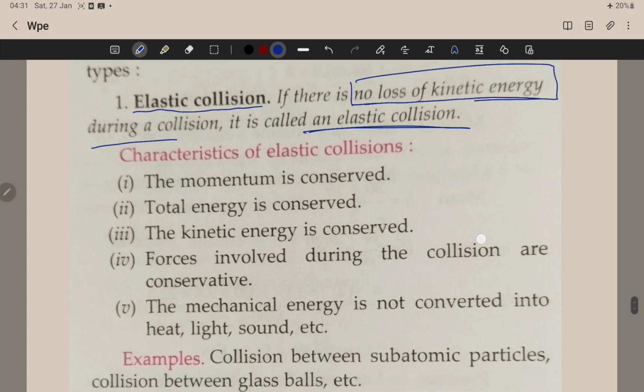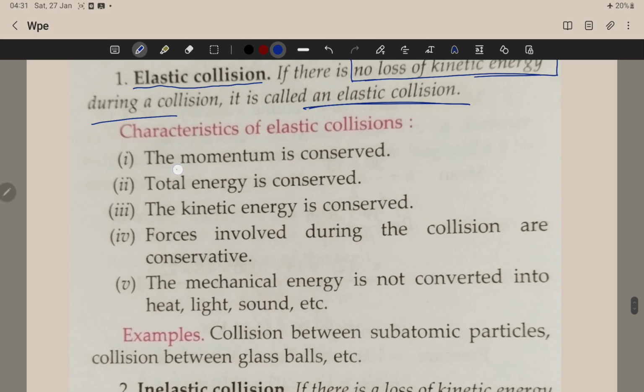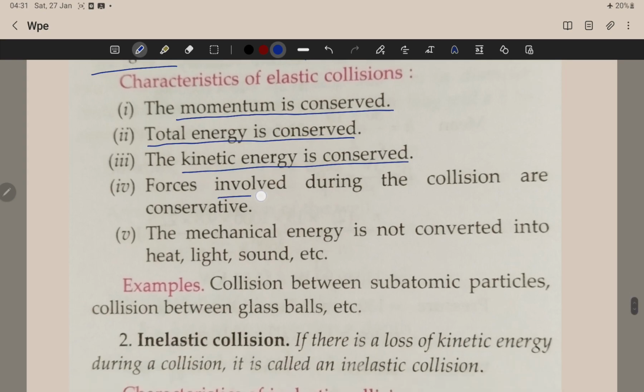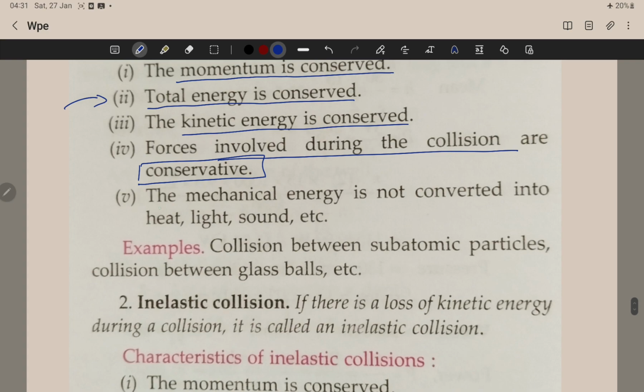So what are the characteristics? First, the momentum is conserved. Second, total energy is conserved. Third, kinetic energy is conserved. Fourth, the forces involved during the collision are conservative. Obviously the forces will be conservative. Here the mechanical energy is not converted into any heat, light, or sound, which means there is no loss of mechanical energy.